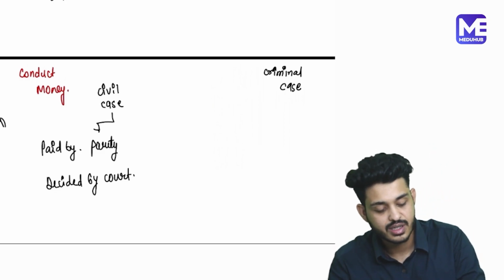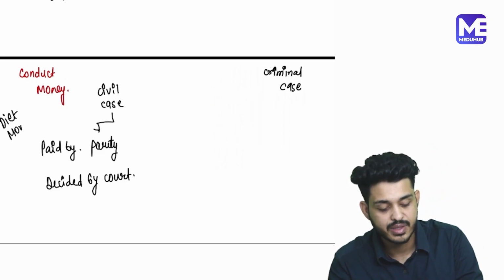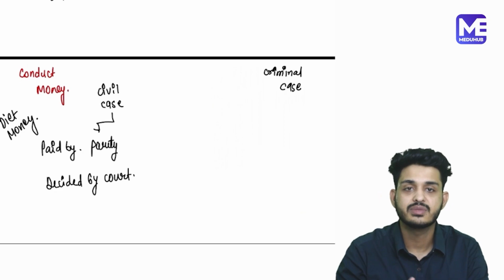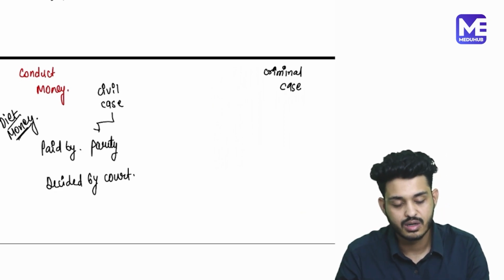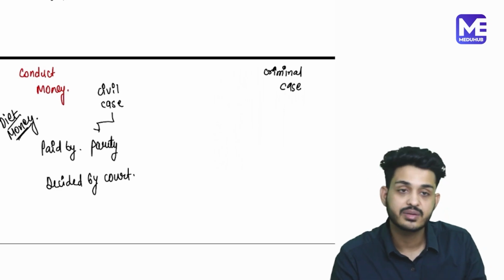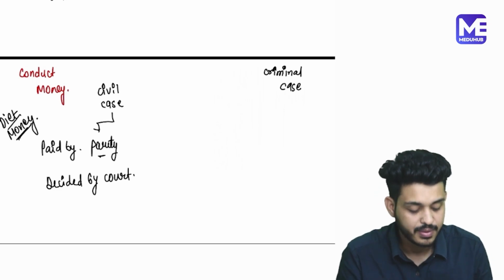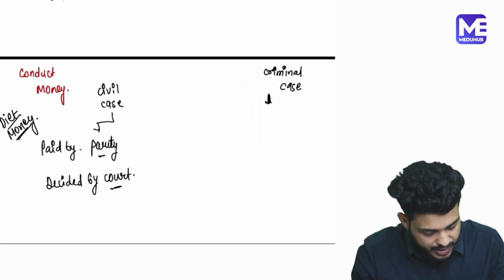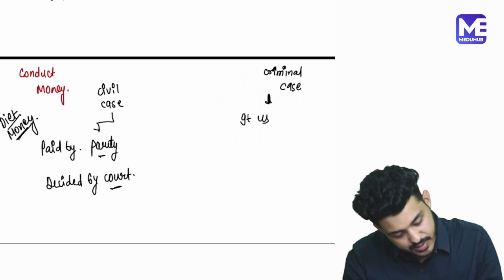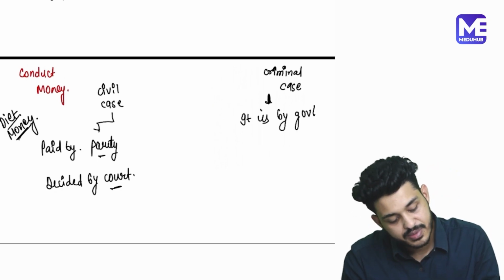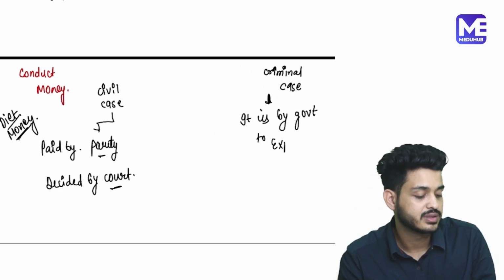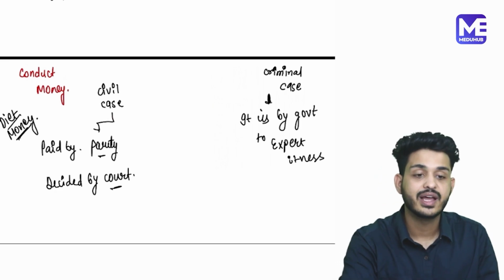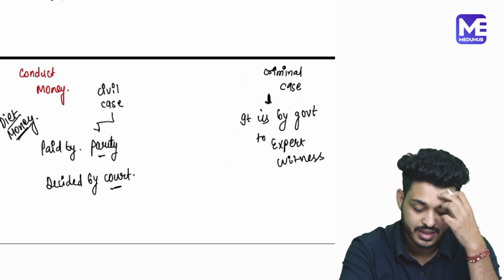This is also known as conduct money, or diet money. Basically, they are the travel expenses. When the witness comes and travels, all those expenses will be considered in the conduct money. It is paid by the party and decided by the court. In a criminal case, what will happen? It is paid by the government to the expert witness.